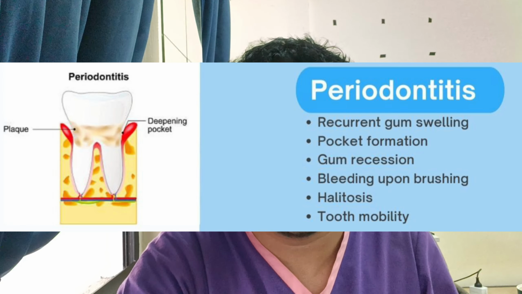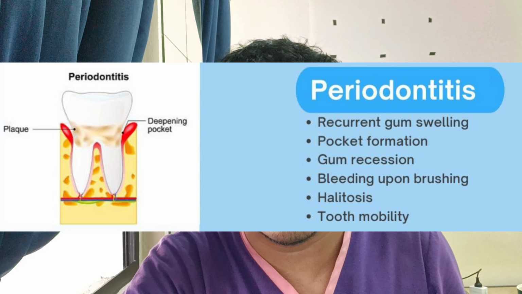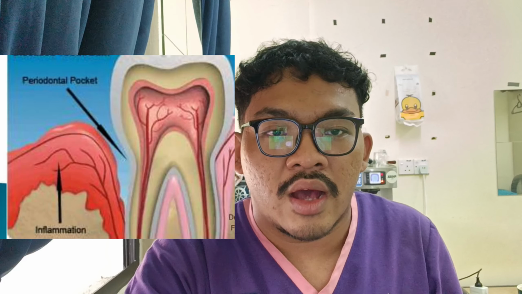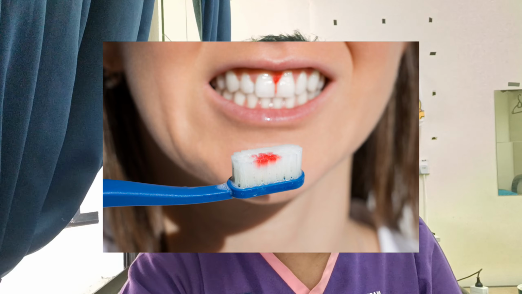Periodontitis is the next stage, or advanced stage, of gingivitis, where it becomes worse and affects a lot more things. For periodontitis, we can usually see recurrent gum swelling, pocket formation, and gum recession. Here we can see the presence of the root. Next, there is bleeding upon brushing, halitosis or bad breath, and lastly, tooth mobility.